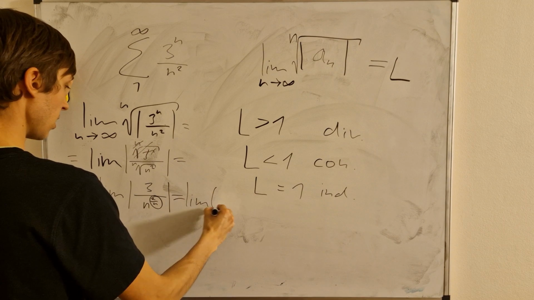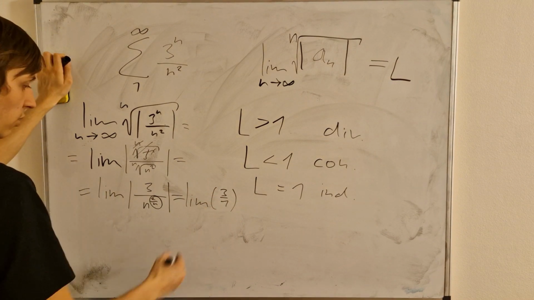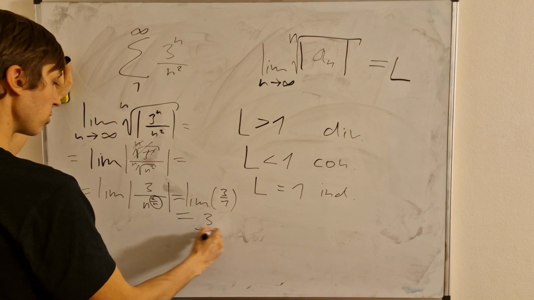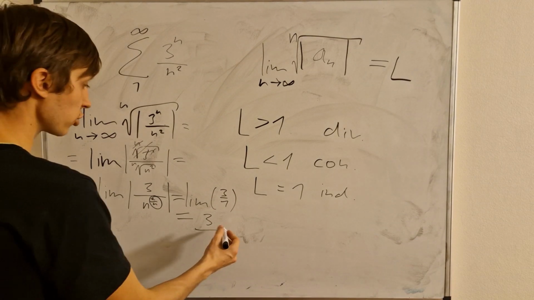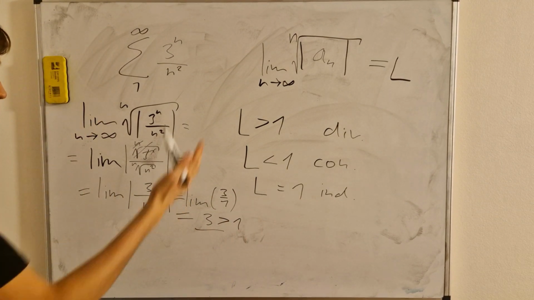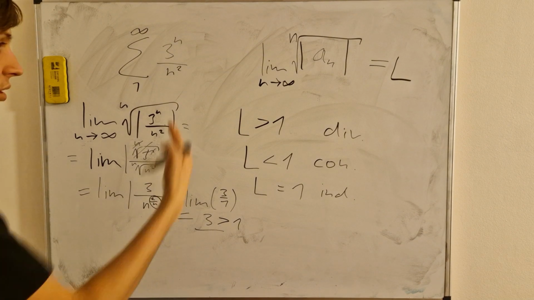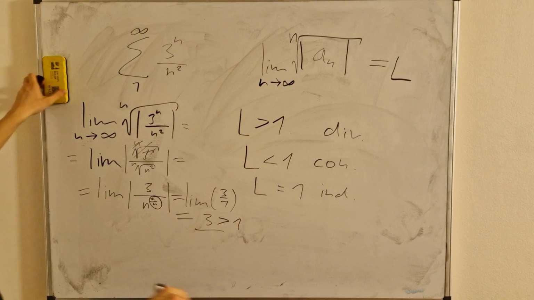So it's going to be 3 over 1. I don't have to do absolute value anymore because it's positive anyway. So the result is 3. And 3, because it is higher than 1, then in this example, it means that it will diverge. And we can do a similar thing.